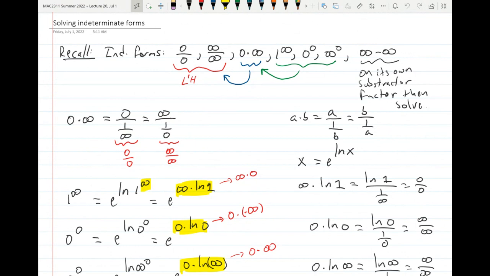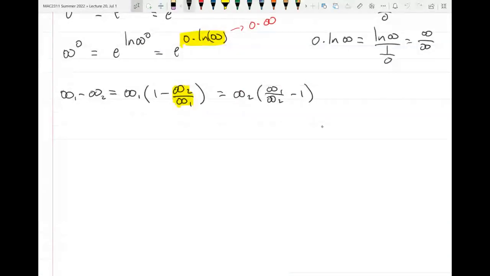This trick involves using ln, okay? And then once you have 0 times infinity, do another trick to turn it into 0 by 0 or infinity over infinity, and then L'Hopital's rule. And then finally, you have infinity minus infinity, which is on its own. Okay, so let's do examples.